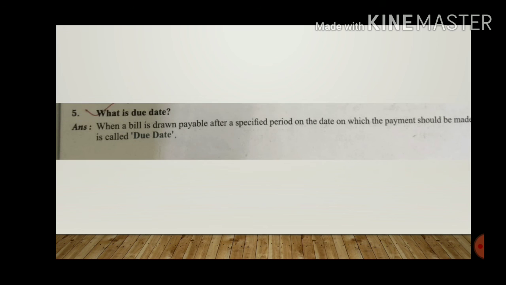Then next one, what is due date? Another important question. When a bill is drawn payable after a specified period, the date on which the payment should be made is called the due date. When you draw a bill, after the specified period you have to repay the loan money or withdrawn money within that date. You must repay what you have taken within a specific period. That date is called the due date. They give you a specific period to pay the due amount, and that day is the due date.